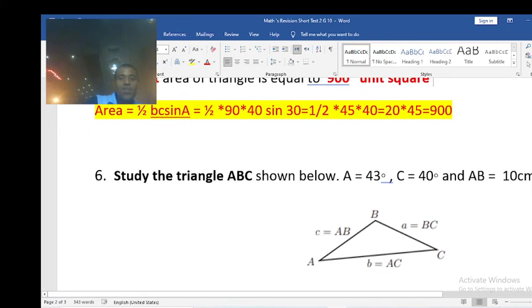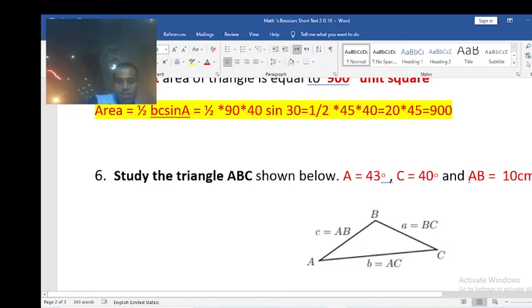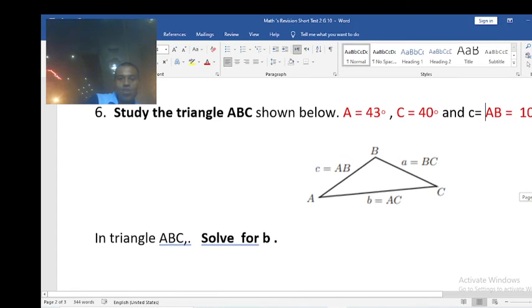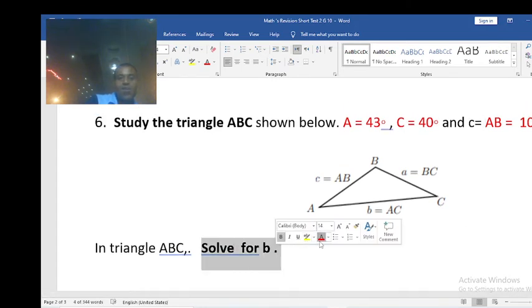Now study the triangle ABC shown below. A is 43 degree. Then angle C is 40 degree, and AB is 10 centimeter. AB means small c equals AB equals 10 centimeter. The question is solve for B. You are going to give the value of B.